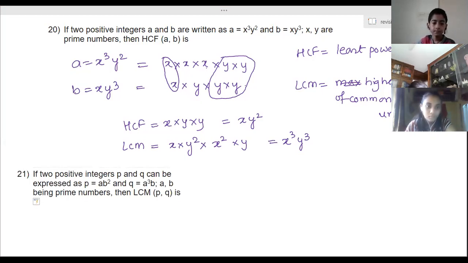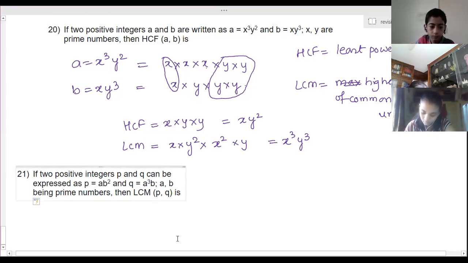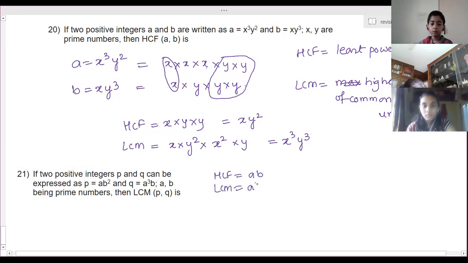Finished. Ma'am, HCF is AB and LCM is A cube B square. AB and A cube B square, right? HCF is AB and LCM is A cube B square. Clear? Yes, ma'am.